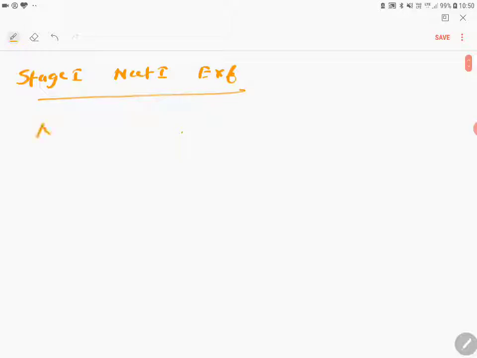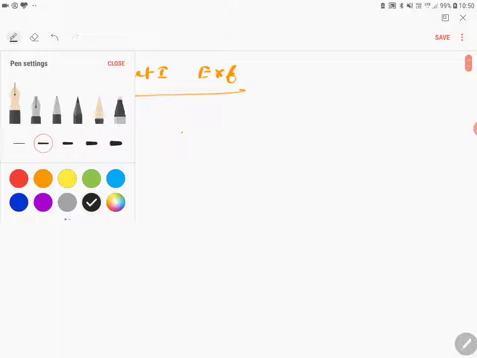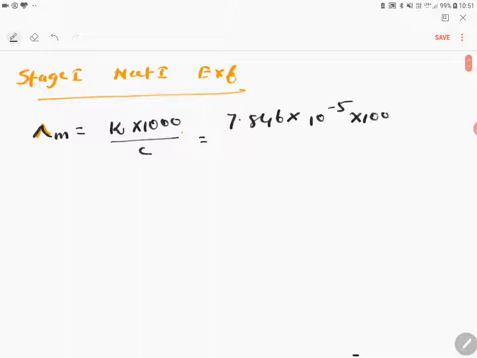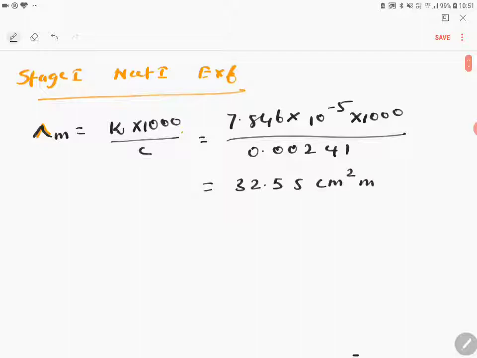Now all of you know that lambda m is equal to K into 1000 divided by C, that is equal to 7.846 into 10 power minus 5 into 1000 divided by 0.00241. So ensure that all are in the same units. Simplify this, you are getting 32.5 Siemens centimeter square mole inverse.